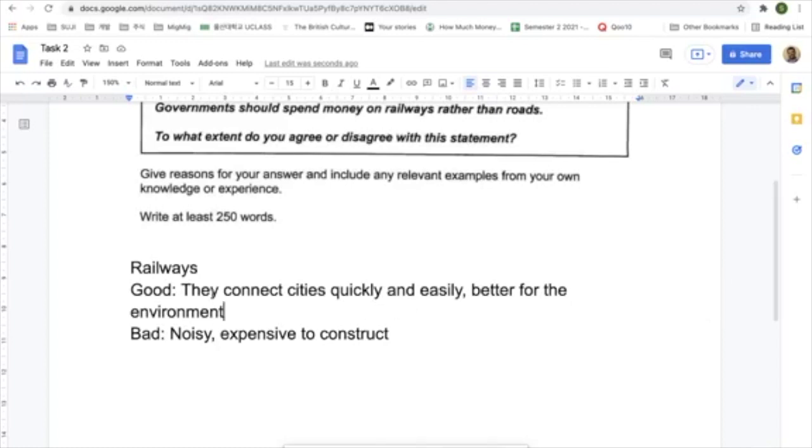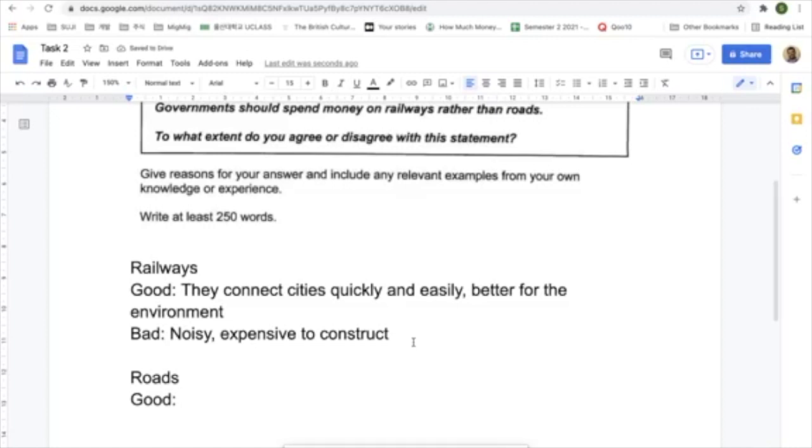Bad things about railways and trains, they can be noisy if you live near a train line, and they're expensive for the government to build. Okay. What about roads? Let's move on to talking about roads next. Let's brainstorm some good and bad points on roads, guys.